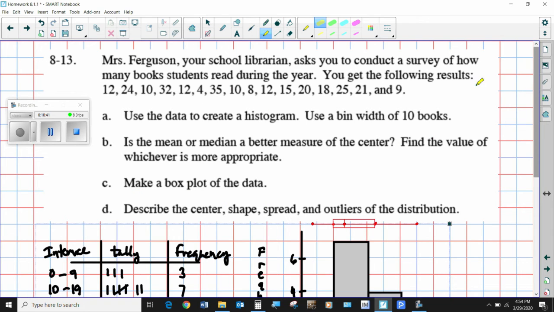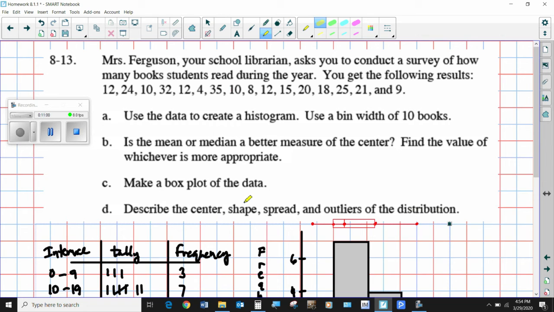And then our last problem. Mrs. Ferguson, your school librarian, asks you to conduct a survey of how many books students read during a year. You get the following results. So let's count them. 1, 2, 3, 4, 5, 6, 7, 8, 9, 10, 11, 12, 13, 14, 15, 16 of them. Okay. So what are we going to do?